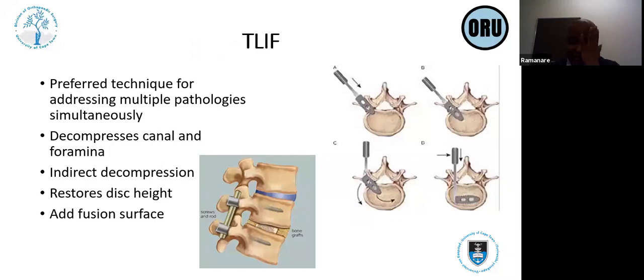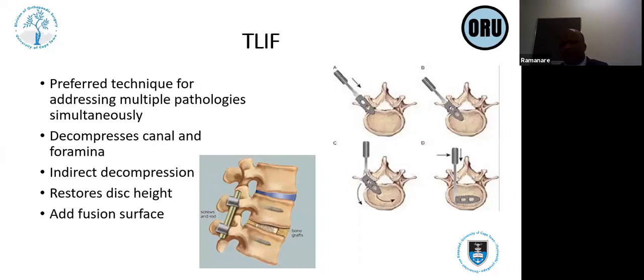Now, looking at the TLIF, I'm going to spend some time describing what we do. We like it, as I said, and it allows you to address multiple pathologies at the same time. It allows you to decompress the canal and the foramina. You can get indirect decompression of the other side. So we always ask our TLIF patients, which side is the most painful? Because that is the side we're going to go in from. Or if you've got a degenerative scoliosis, you'll go in from the side you want to jack up and get back into coronal alignment. It allows you to restore disc height, and it adds another fusion surface.